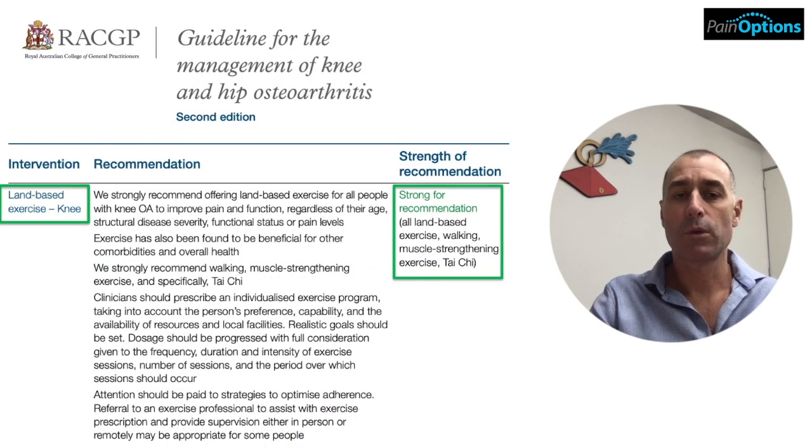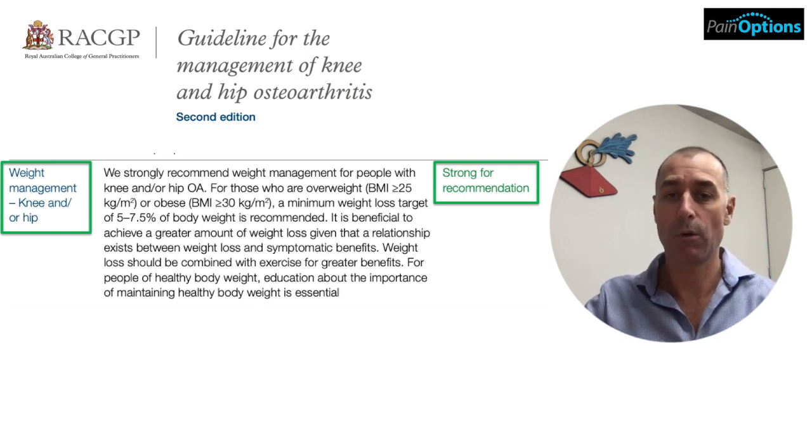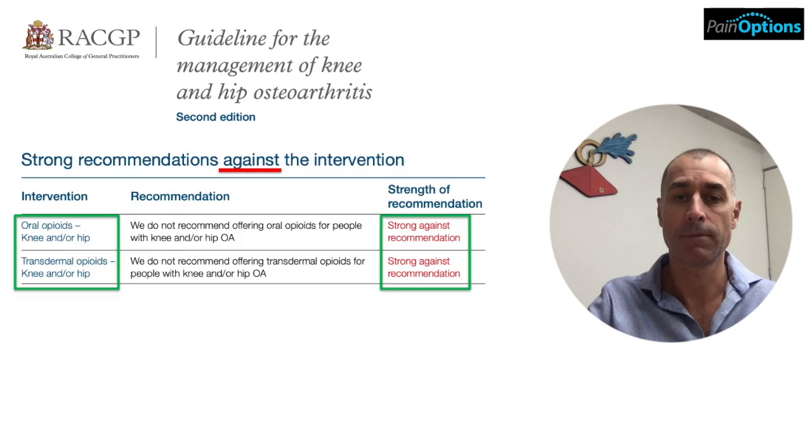So we'll just talk you through a couple of guidelines. This one's the RACGP guidelines, and this is specifically for knee and hip osteoarthritis. The two main ones are around land-based exercise, which is strongly recommended, and also weight management, which is again another strong recommendation. So those two things, when someone presents with hip or knee OA, are the two primary recommendations for management, along with appropriate education.